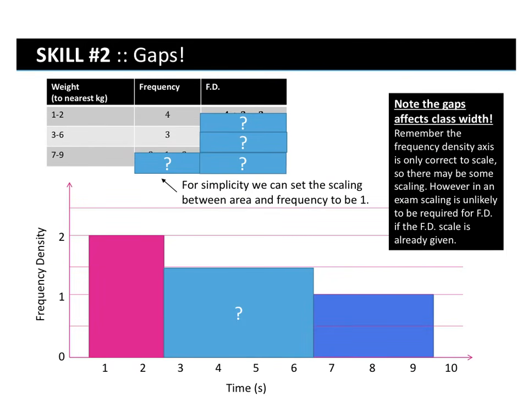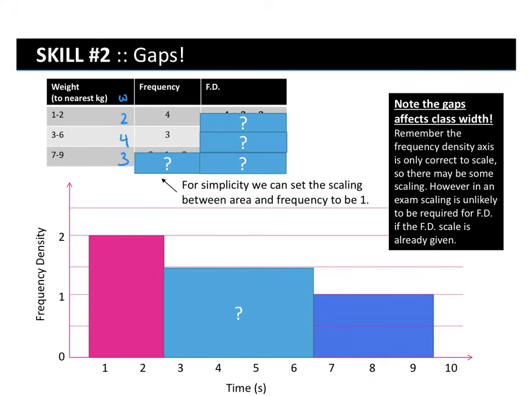As you know, in chapter 2, we have seen that sometimes when we're given data, there are gaps. What I mean by this is, between 2 and 3 there is a gap. Essentially, our class width: 1 to 2, it says round to the nearest kg, so you could be 1 or 2. So what is our width? 2. 3 to 6 is 3, 4, 5 or 6. So what is our width? 4. 7 to 9 is 7, 8, 9, so 3.